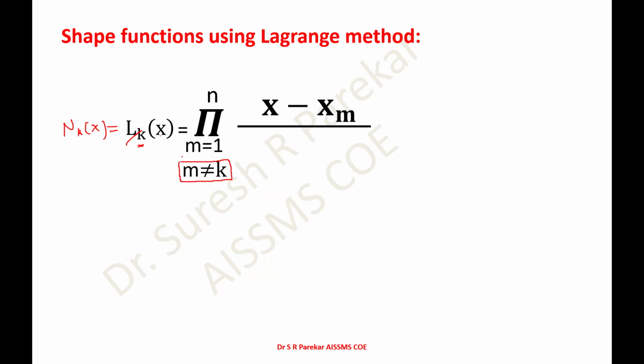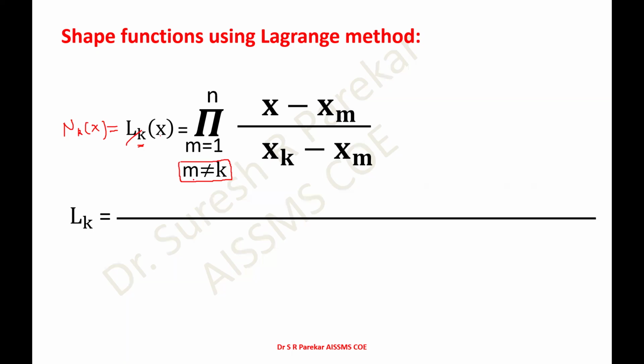We are not going to take the value of m equal to k. So we have x minus xm divided by xk minus xm. So in the numerator we are not going to take xk, and in the denominator also we are not going to take xk. So m is not equal to k.